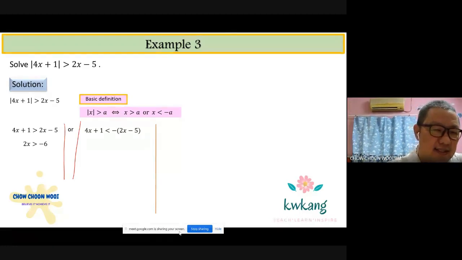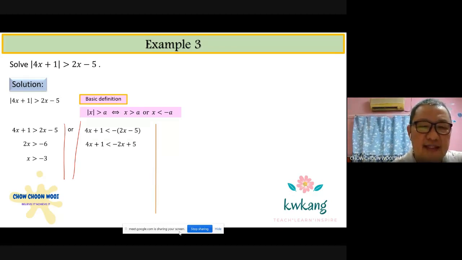2x is greater than negative 6. Then the next one, x is greater than negative 3. And then the other side, 4x plus 1, we do left and right. Okay, 4x plus 1 is less than negative 2x plus 5. 6x is less than 4. x is less than 2 over 3.